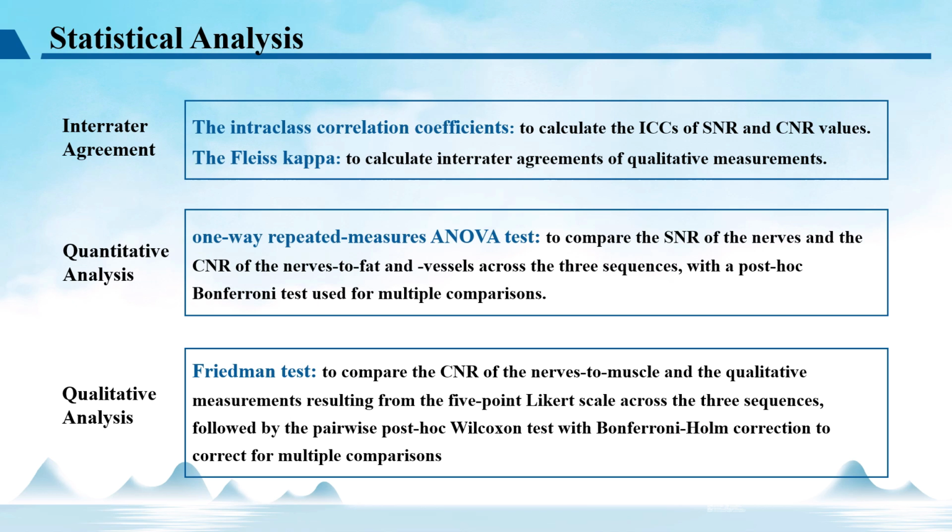The intraclass correlation coefficient was calculated for the ICCs of SNR and CNR. Weighted kappa was used to calculate inter-rater agreement of the qualitative measurements. A repeated measures ANOVA test compared the SNR of nerves and the CNR of nerve to fat and to fascicle across three sequences. And the Friedman test compared the SNR of the nerves to muscle and the qualitative measurements across three sequences.